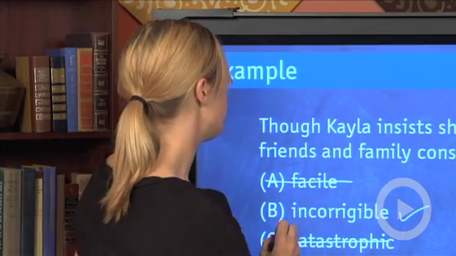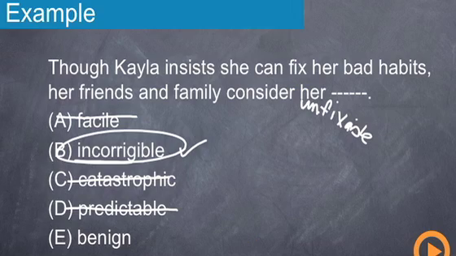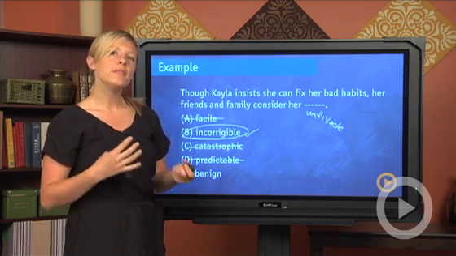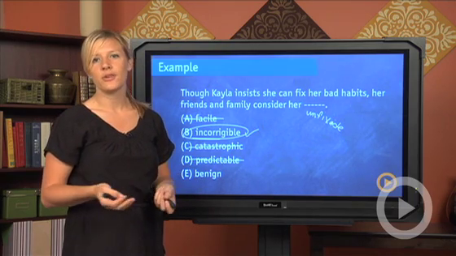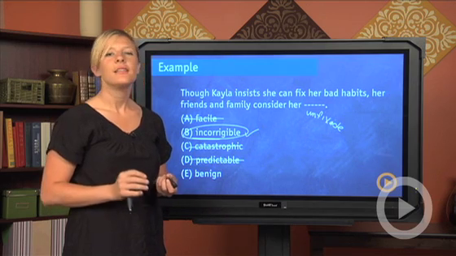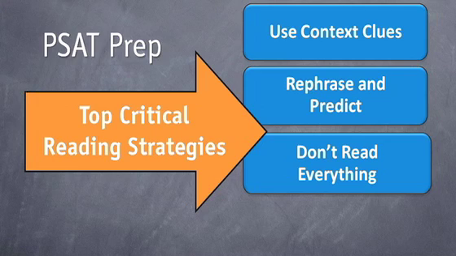The answer to this question is incorrigible. Though Kayla insists she can fix her bad habits, her friends and family consider her incorrigible, which means unfixable. So even if you don't quite know what the answers mean, you can always predict and eliminate answer choices accordingly, which gives you a great shot at getting the correct one. Let's take a look at our third strategy. Don't read everything. This is really important, especially for the passage-based questions.